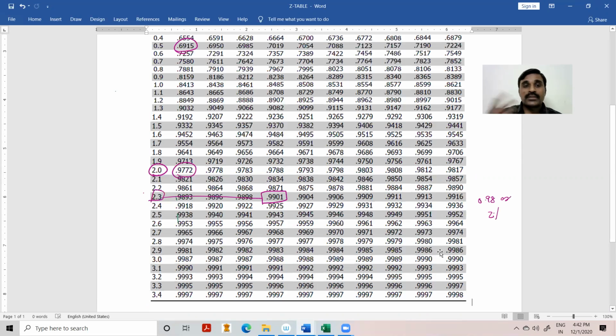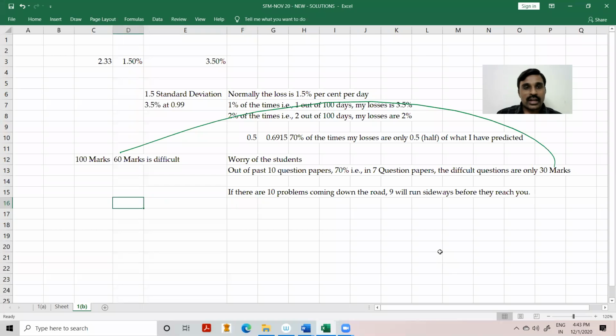But there are three times the question paper is, if you look at this point, our present price 2, if you look at 2, 0.5, I'll take this 2, and besides that 0.977.